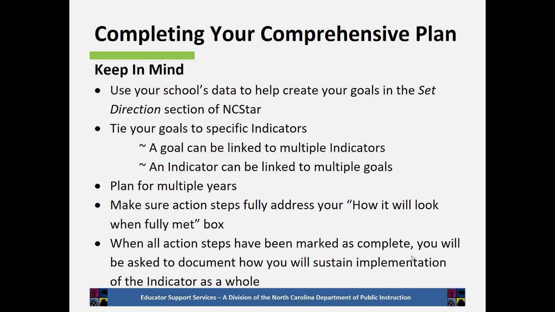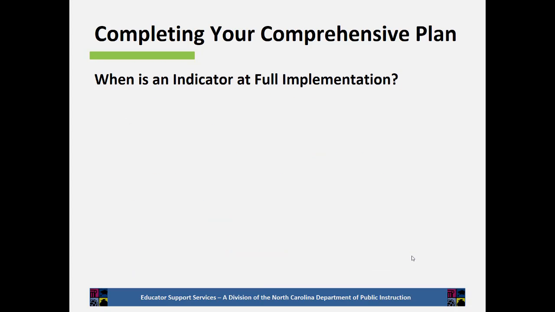So when you're going through your plan and you're marking action steps complete, when they're all marked as complete for that particular indicator, you're going to get a pop-up asking you how you're going to sustain implementation of the indicator. This is different than the sustained implementation that I just shared with you. The sustained implementation that I just shared with you is around whatever that thing is that you created. In this part, it's how you're going to sustain all parts of the indicator as a whole. What are you going to do? So it is a little bit different.